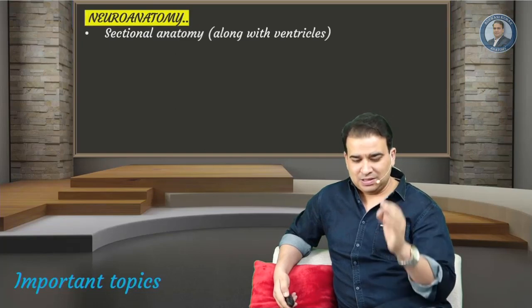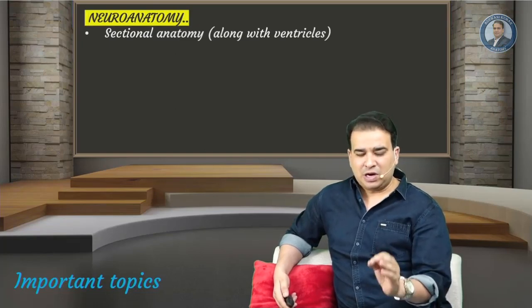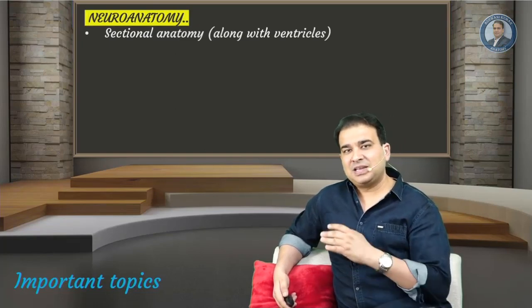Another heavily asked topic in entrance examinations nowadays is neuroanatomy, and especially when you see the questions in NIMHANS and the AIIMS exam, neuroanatomy is a predominant part. In neuroanatomy, I would say the first thing that you should know about is the sections of the brain: transverse, coronal, and sagittal.